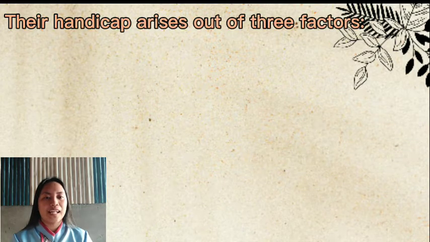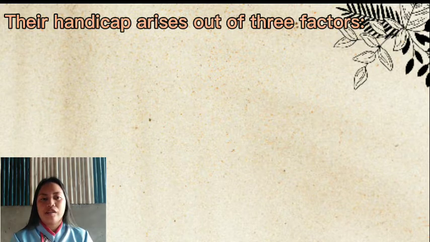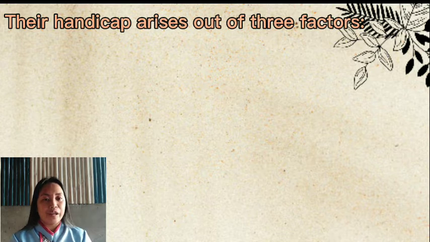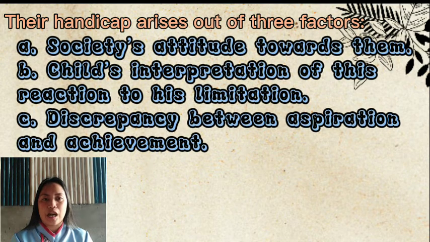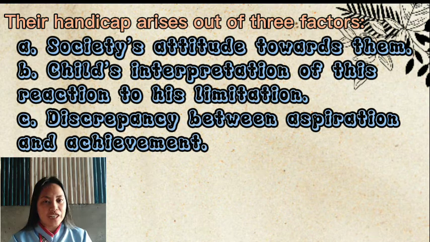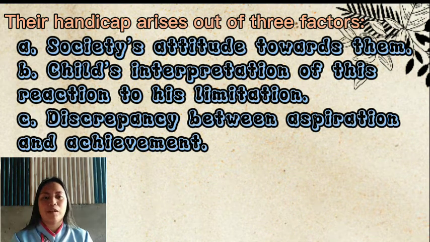Difficulties of orthopedically handicapped arise out of several factors. Essentially, children with motor disabilities are not very different from normal boys and girls. Their handicap arises out of three factors. First is society's attitude towards them. Next is the child's interpretation of this reaction to his limitation. And lastly, the discrepancy between aspiration and achievement.